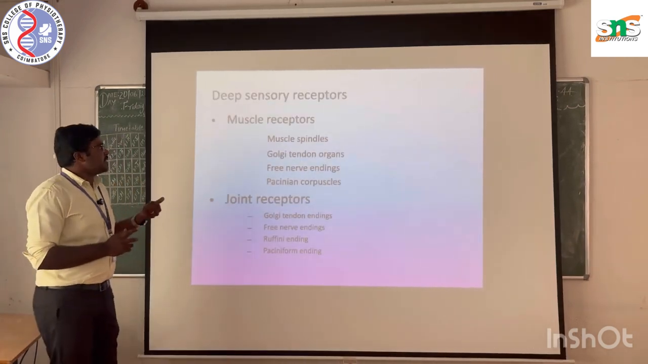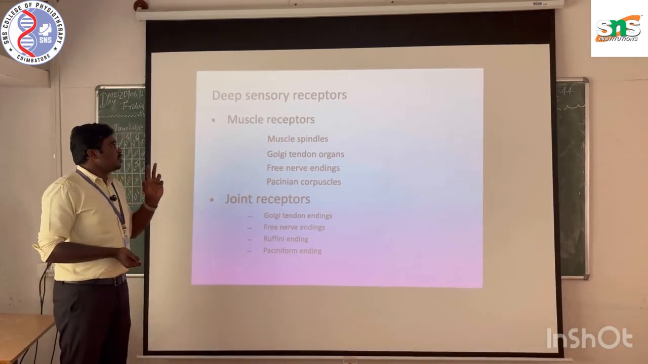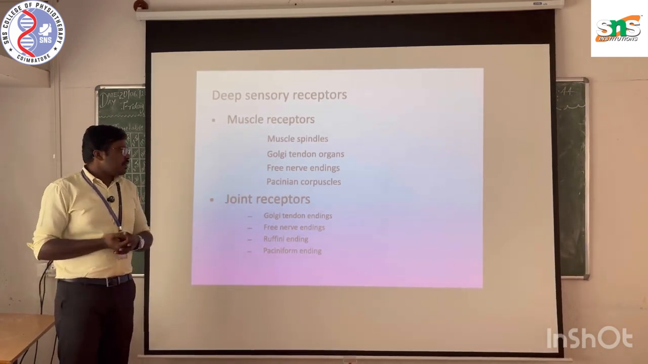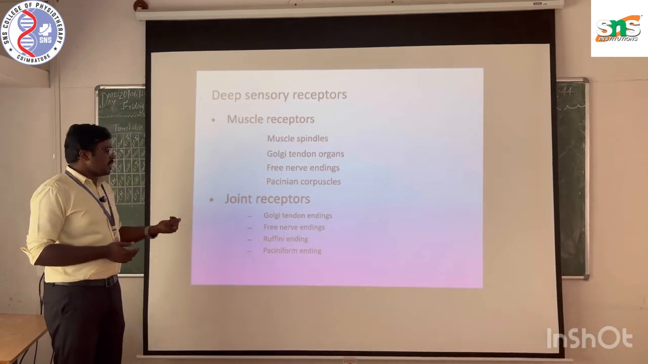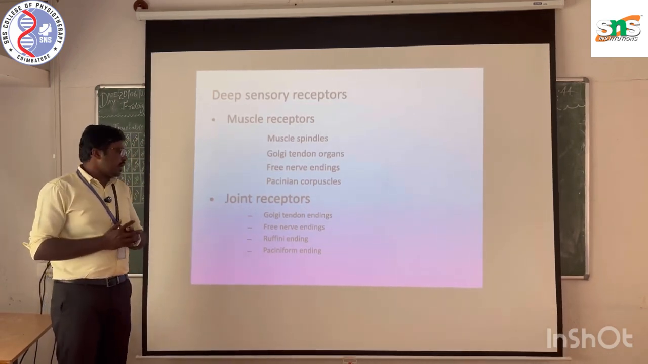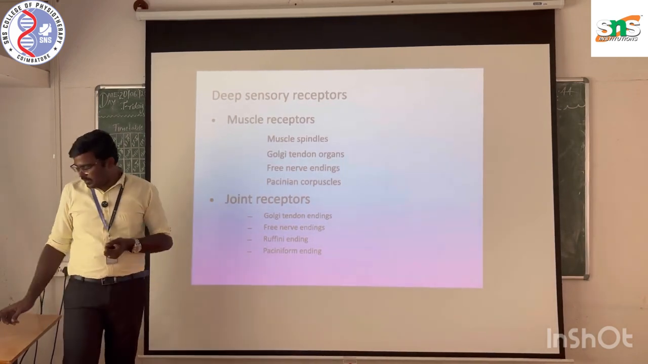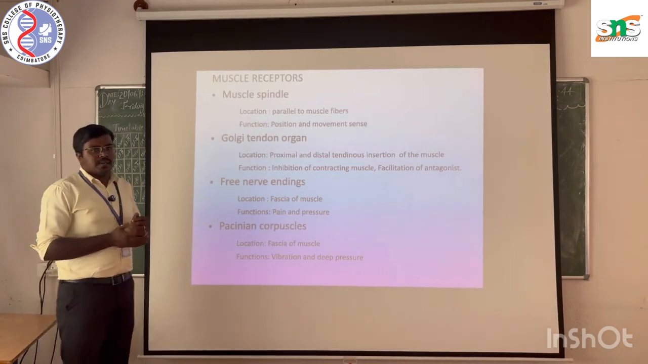Next, deep sensory receptors, that is, deep sensation. Muscle receptors: muscle spindle, Golgi tendon organ, free nerve ending and Pacinian corpuscles. And joint receptors, we have four: Golgi tendon endings, free nerve endings, Ruffini endings and Pacinian-form endings. Now the muscle receptors.